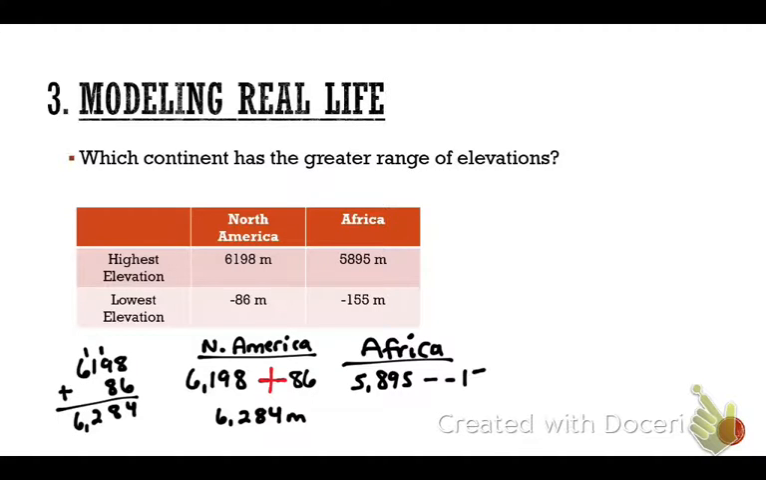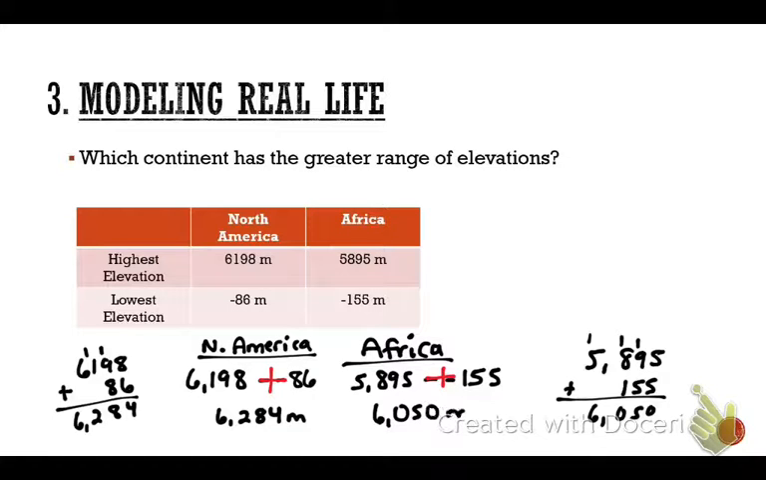Negative 155. And Adam, what should I do to that double negative? Make it a monster positive. Good job. We're going to go ahead and add those together. If you would, add it together on your own. All right, how many of you would say you got the same as me? 6,050. Okay, very good. Now, that's not my final answer yet, but 6,050 meters is the range for Africa.